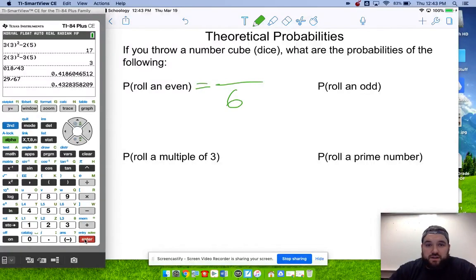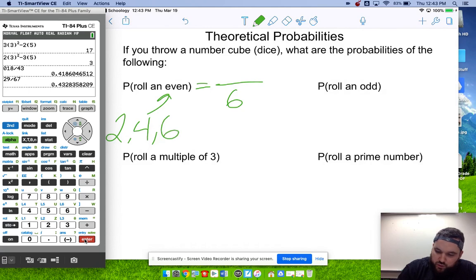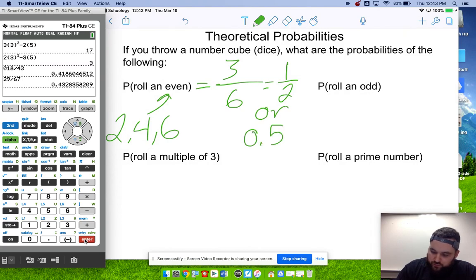Now the question is, how many of the numbers on the die fit this event of being an even number? Well, on a die, it's 1 through 6, and so the even numbers would be 2, 4, and 6. That's 3 of them. So the probability you roll an even number is 3 out of 6, which is 1/2, or you could just call it 0.5, 50%, whatever.